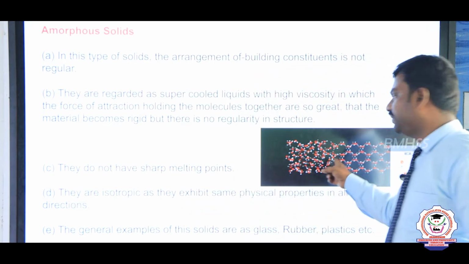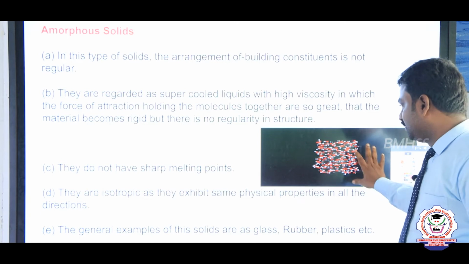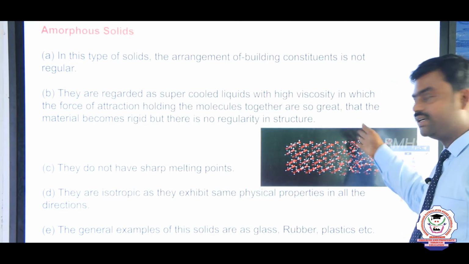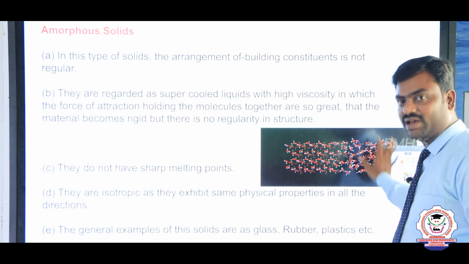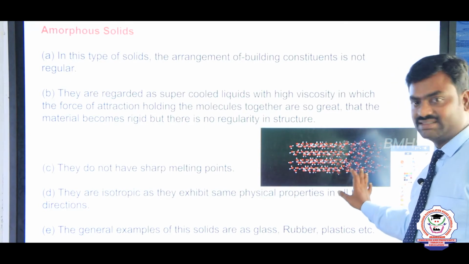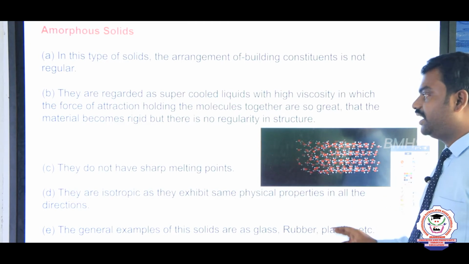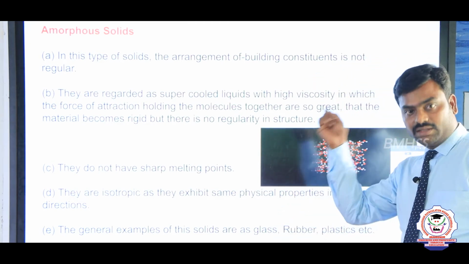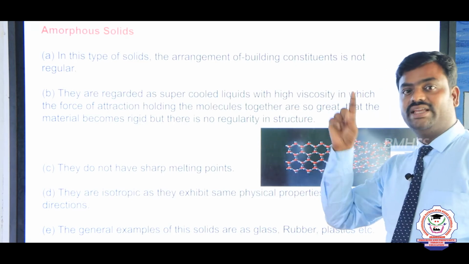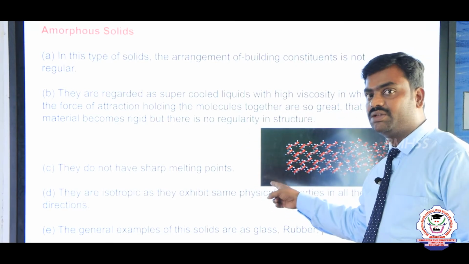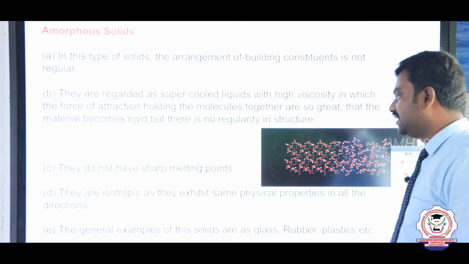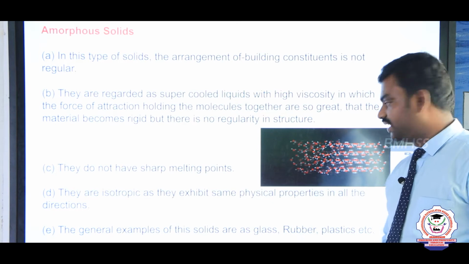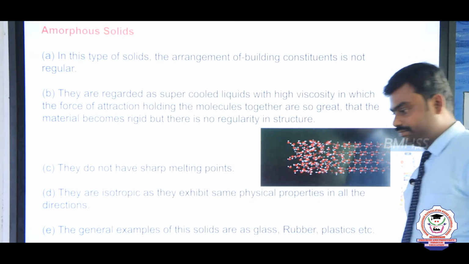I have given an image. In this image, you can see the regular arrangement breaking off in portions and there is irregularity. Because of that, they act as amorphous solids. They don't have a sharp melting point. They are isotropic, because crystalline solids show anisotropy, but amorphous solids show isotropic nature. General examples of amorphous solids are plastics, rubber and glass.